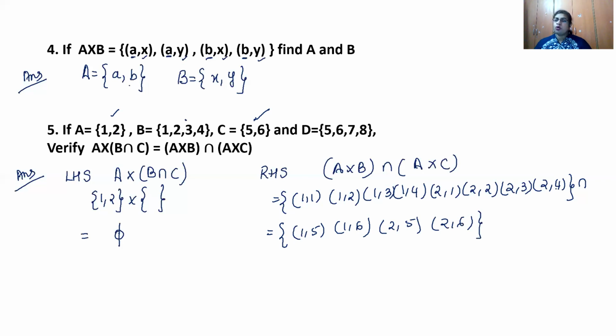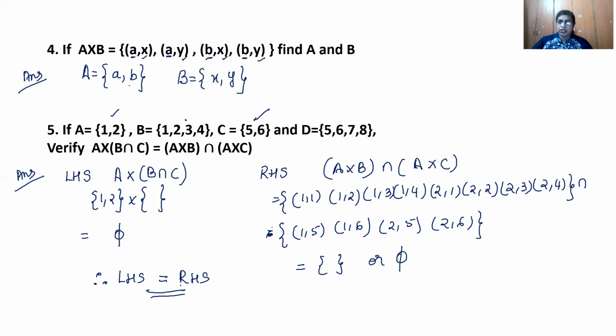Now look at both sets here, the A cross B set and the A cross C set. Is there any intersection? Check. I don't find any intersection, isn't it? So the intersection is empty. Here also you have the empty set, or you can write open flower brackets or just put the symbol. So you have found that the left hand side and right hand side are equal. Therefore, you have verified LHS is equal to RHS. Hope it is clear.